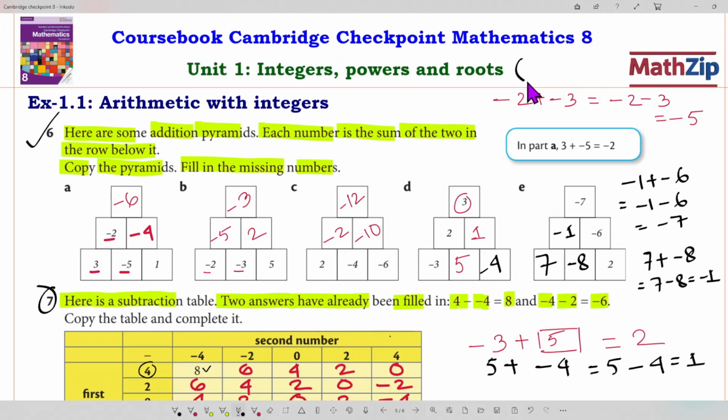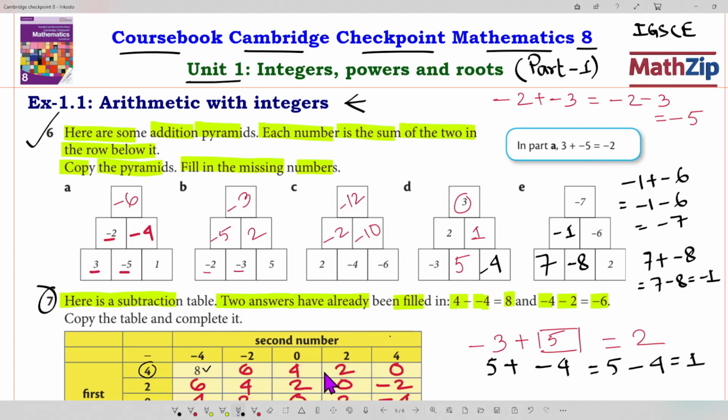This is the first part, right? Part 1 of unit 1, and we are starting from exercise 1.1, which is arithmetic with integers. So in the next days we will try to practice Cambridge Checkpoint Mathematics 8, which is very important in our life, and it's a practice math for starting IGCSE. So no more today.